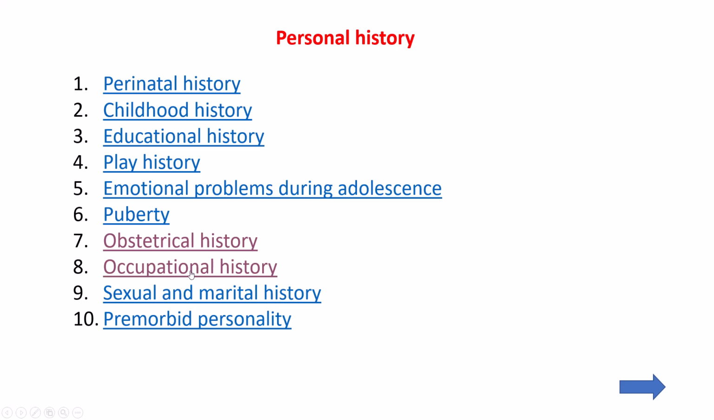But if it is working people, then we can write occupational history. If female, we can write obstetrical history, but if it is an adult male, no need to write obstetrical history. Like sexual and marital history, if married, then we can write it. If not married, no need to mention it. Then premorbid personality we can also do. I will explain now. First, perinatal history.